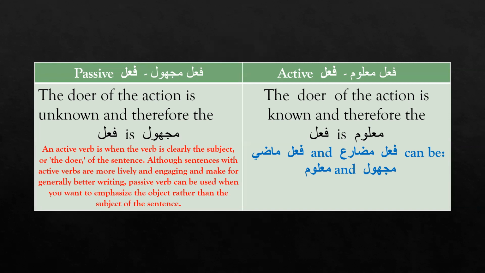When the doer of the action is known, like kataba, he wrote. So you know who the doer is here? He wrote. Okay, now let's see what our فعل مجهول is. فعل مجهول is the opposite of فعل معلوم, and that is when the doer of the action is not known. Then a fail will be called majhool.